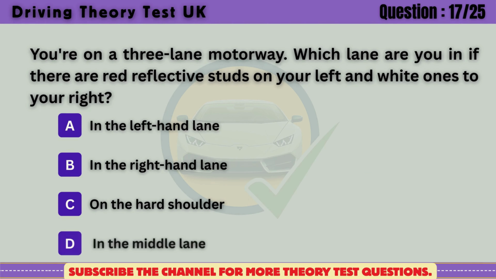Question 17. You're on a 3-lane motorway. Which lane are you in if there are red reflective studs on your left and white ones to your right? A. In the left-hand lane. B. In the right-hand lane. C. On the hard shoulder. D. In the middle lane.